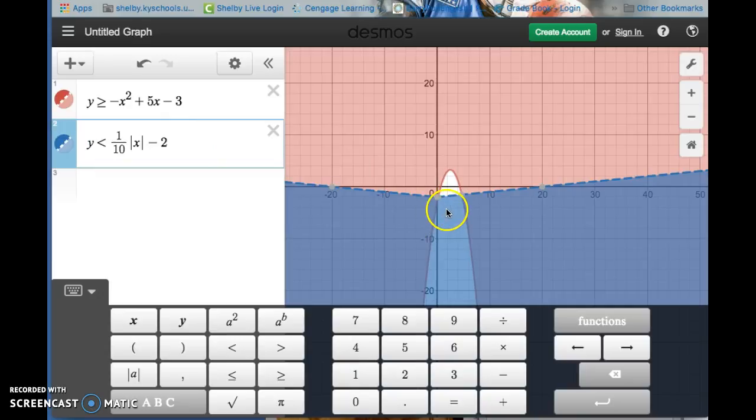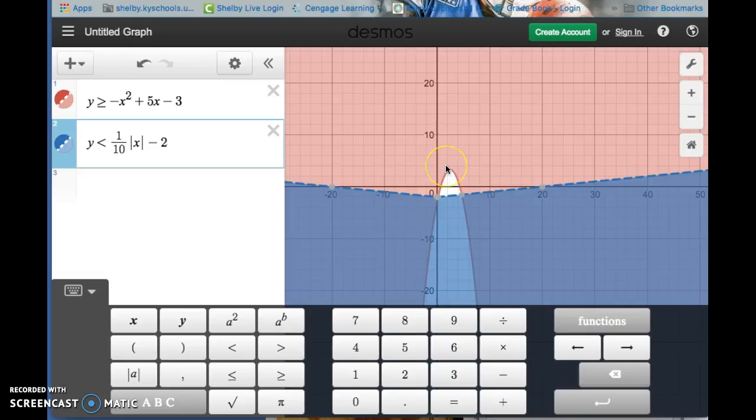The solutions for both are where the pink or the red and the blue overlap each other. And that would be in this area here and in this area over here, where both the pink and the blue overlap. So if I picked a point out of any of these, they would be a true solution to this particular system of nonlinear inequalities.